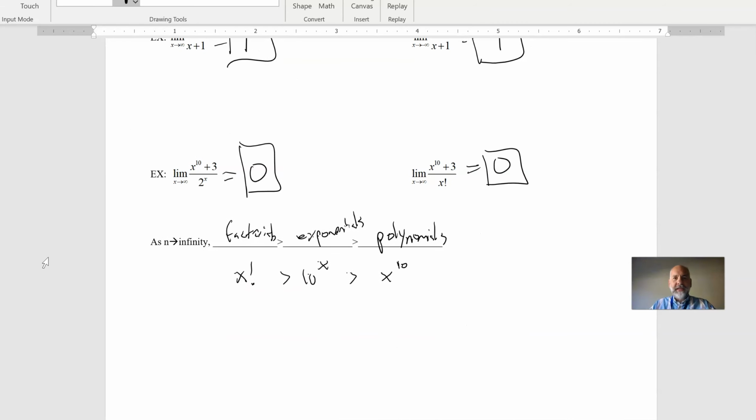Now, the last one's getting to this idea of comparing polynomials to exponentials to factorials, because we're going to see factorials not much in the beginning of the year, but later on they're going to be pretty huge.